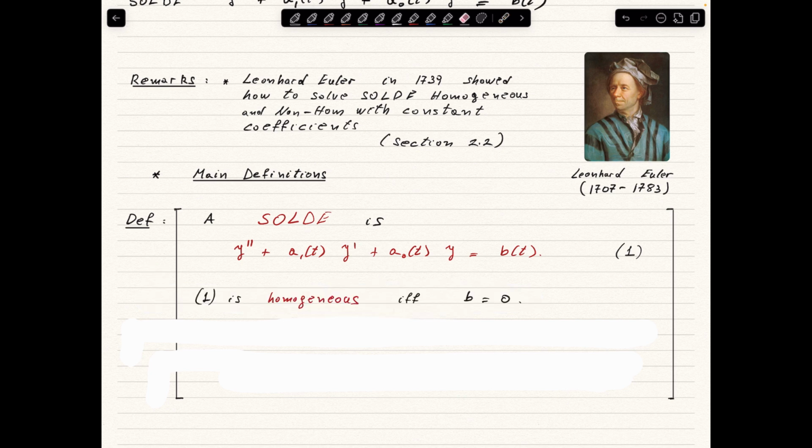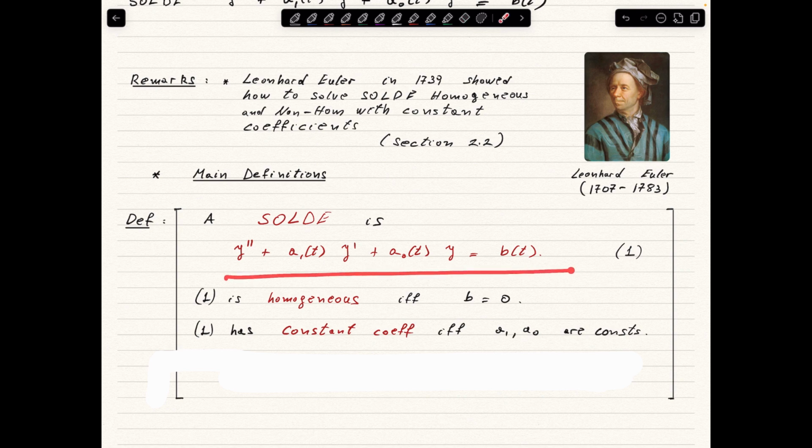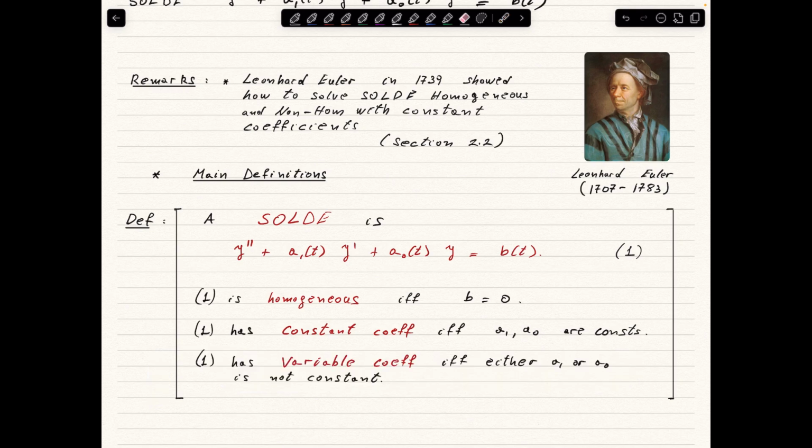We are going to call the equation homogeneous when the right hand side is 0. We are going to say that this equation has constant coefficients if a1 and a0, only these coefficients, are constant. We don't say anything about b, and it's going to have variable coefficients if either of these coefficients, a1 or a0, is not constant.